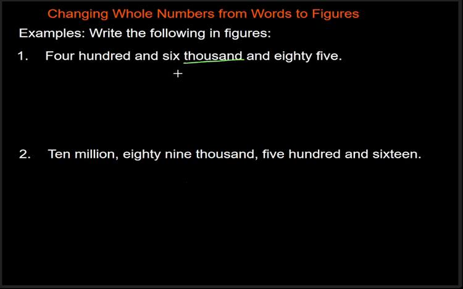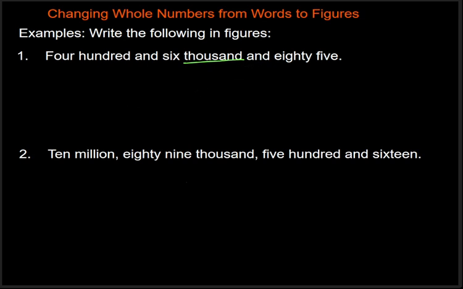So we can see thousand family, and you must know that after the thousand family, the next family is unit, as we are coming down. So we have 406,085. Now there are basically two ways of writing in figures. So let me start with the first one.